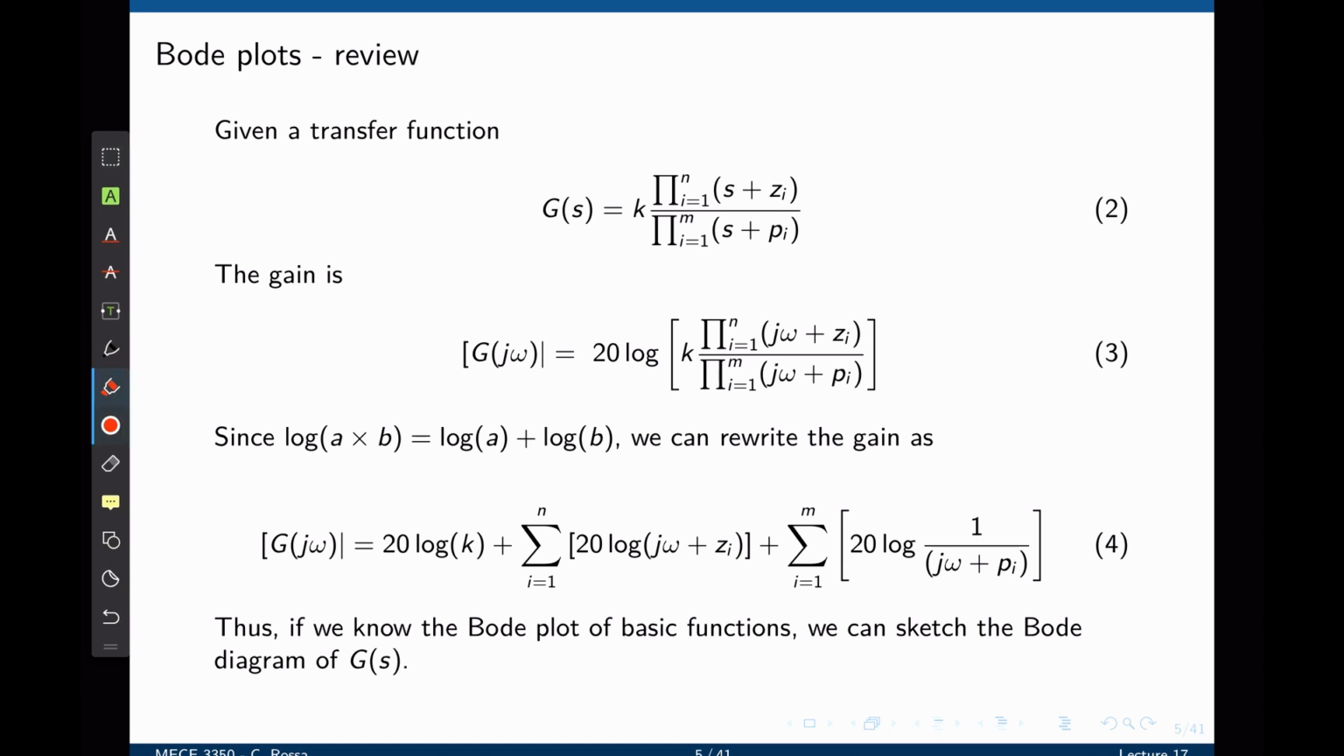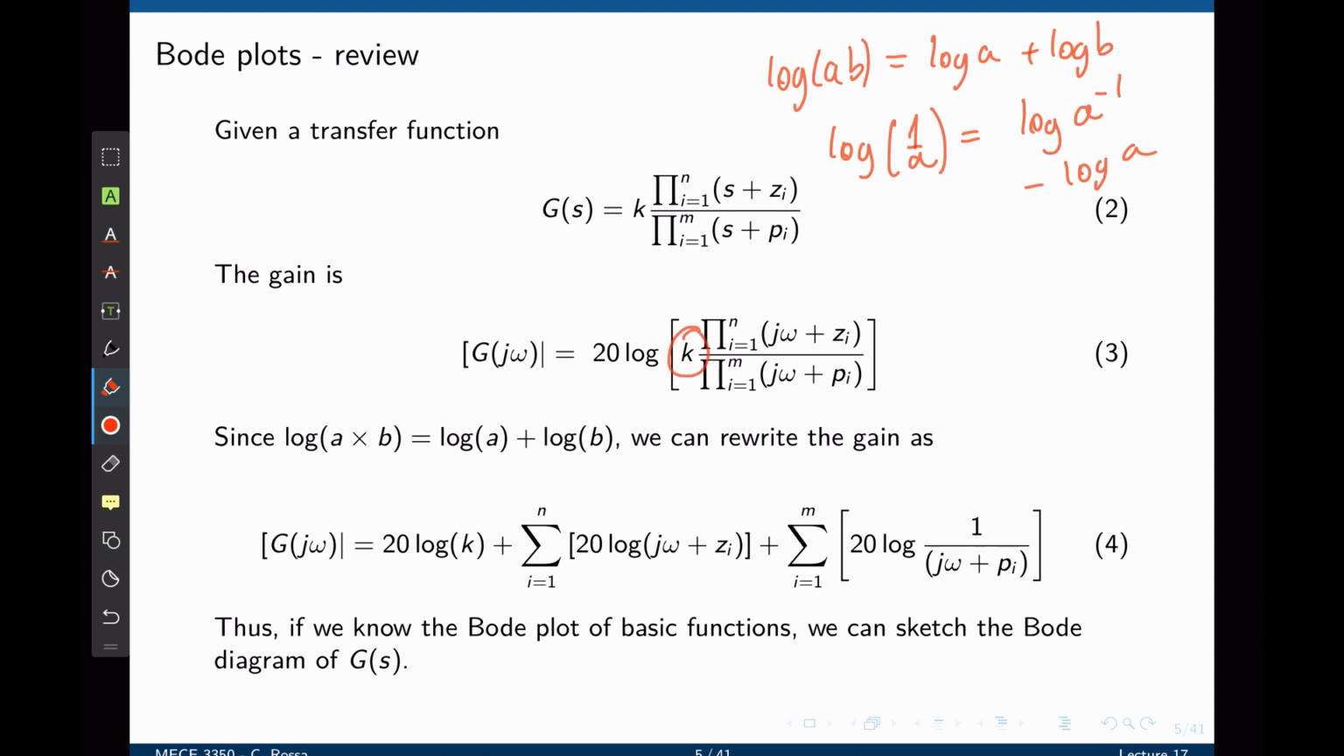The Bode plot is given as 20 log of the magnitude of G(jω), as we see in equation 3. We know that the log of ab equals log of a plus log of b. The log of 1 over a equals negative log of a. This allows us to expand equation 3 as a sum of different building blocks for a Bode plot.